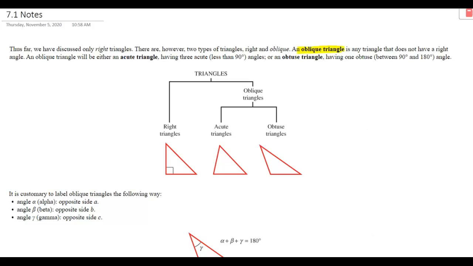So an oblique triangle is what we call a triangle that does not have a right angle. Okay, so if a triangle does not have a right angle, it can either be acute or maybe even obtuse. Remember, acute has angles that are less than 90 degrees, and obtuse has one angle that is between 90 and 180. So we have triangles that could be right, or we have triangles that are oblique, meaning no right angle, and these would fall into the categories of acute or obtuse.